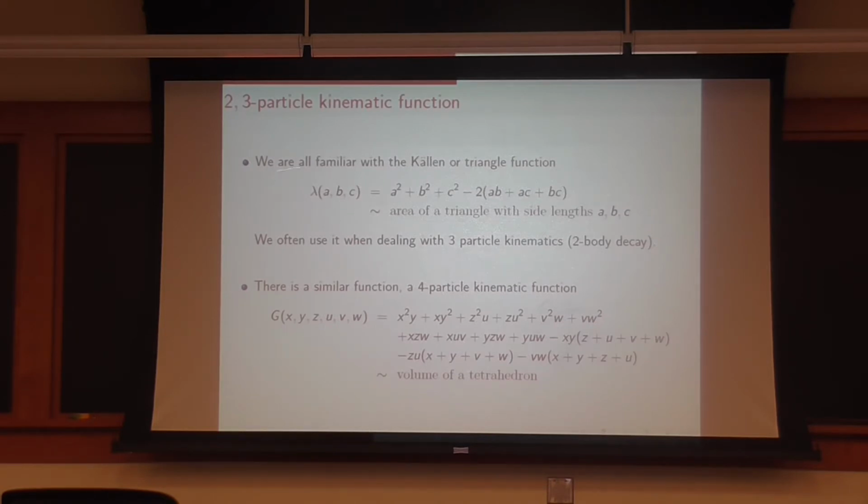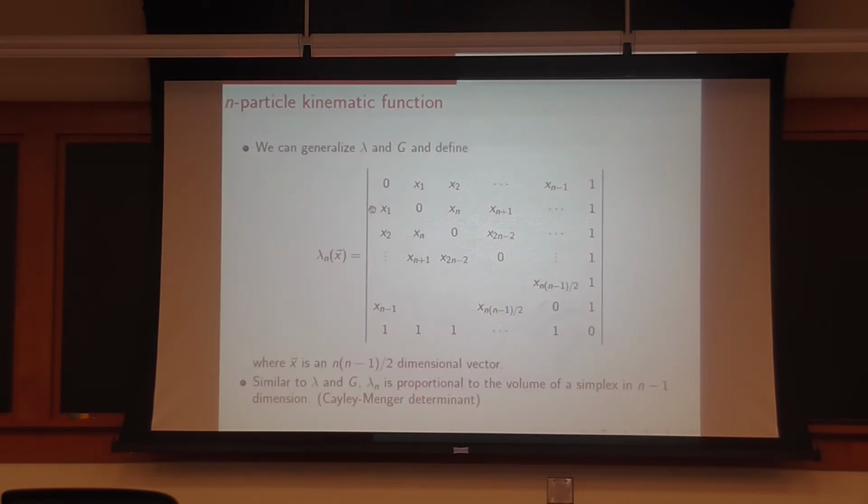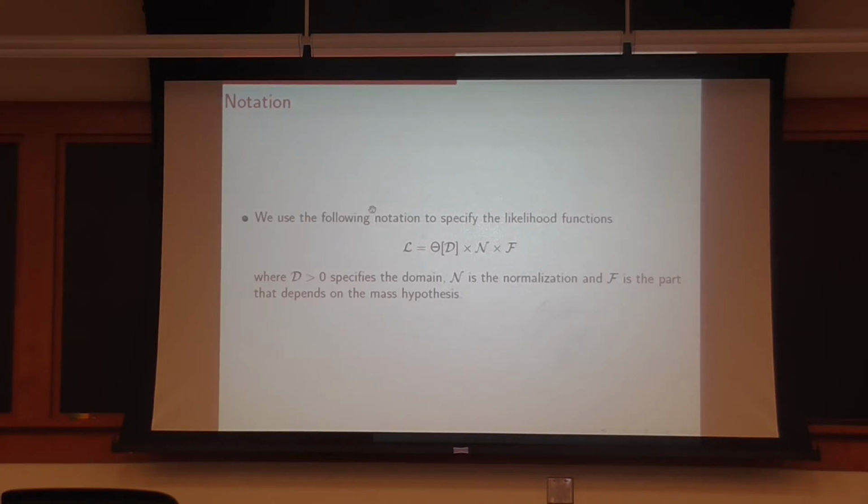And actually, the nice thing is this lambda gives you the area of a triangle. This G gives you the volume of a tetrahedron. And you can just generalize it in this form as a so-called Cayley-Menger determinant. This will give a generalized volume of a simplex in n-1 dimensions. But we will need this to specify the final result.